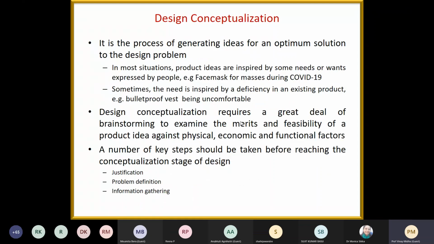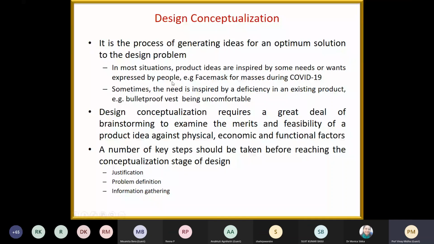So the design conceptualization is the process of generating ideas for an optimum solution to the design problem. And in most situations, the product ideas are inspired by some needs or wants which are expressed by people. So this is what we discussed earlier also. And sometimes the need is inspired by a deficiency in an existing product. For example, inspired by some needs and wants, you can say that in the present scenario, a face mask is required for all masses, for the general public. Earlier, face masks were available, but they were only for doctors and surgeons. But now it has become a requirement for everybody. So this is a kind of need or want for the general public. So this is an idea, a concept, which has been generated from the need or want of the customers. Second is that you feel the need is inspired by the deficiency in the existing product.